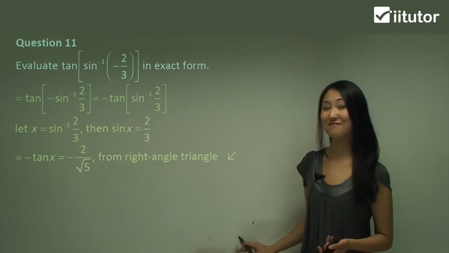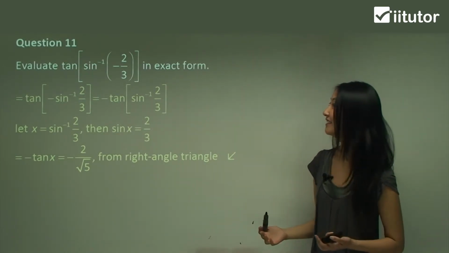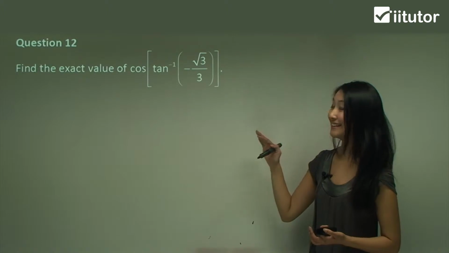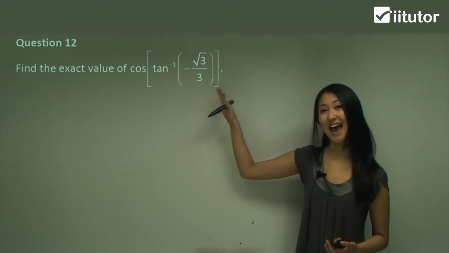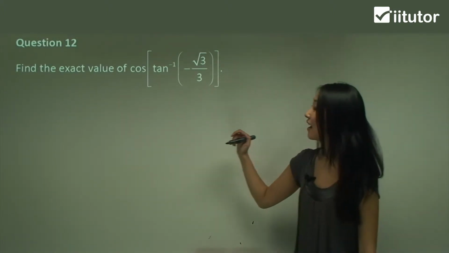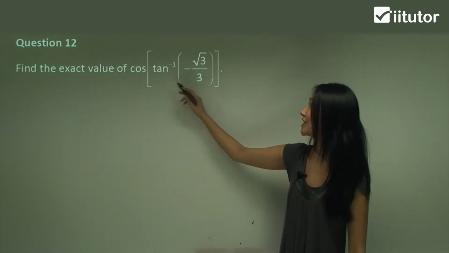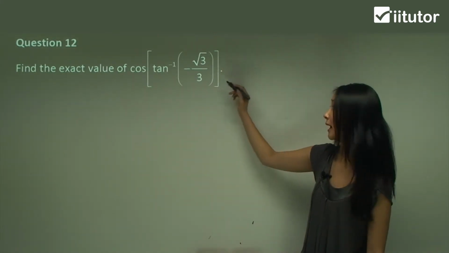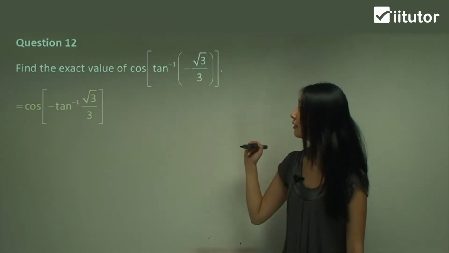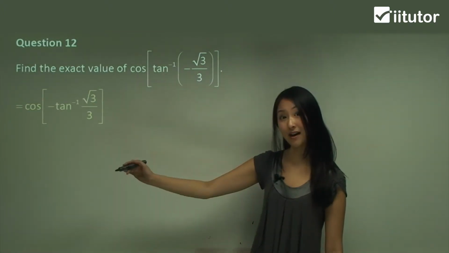Alright, so that was working with inverse sine of a negative value. In this question, we'll be working with inverse tan of a negative value. So, finding the exact value of cosine of inverse tangent of negative square root 3 on 3. I can just take that negative out, yeah?